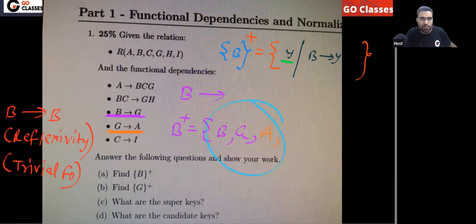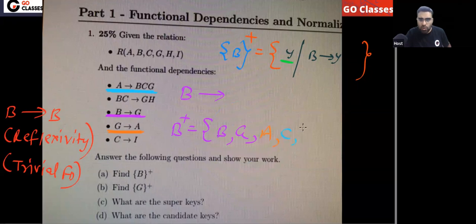Now we have these three, B, G, A. What can they determine? You can see this A can determine B, G, C. We already have B, G, so we got C also.